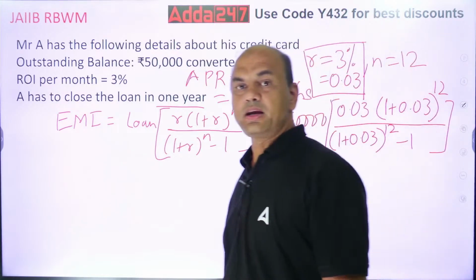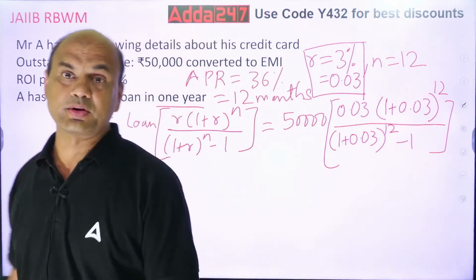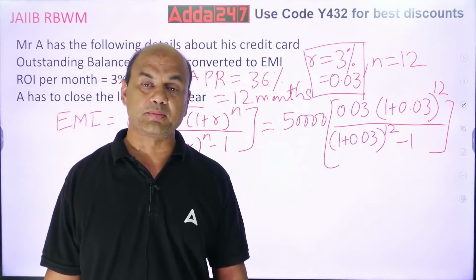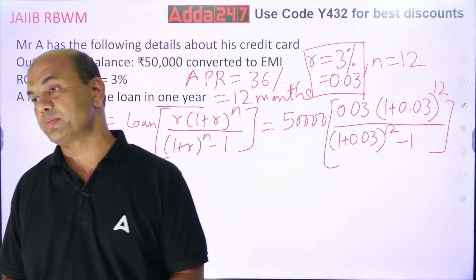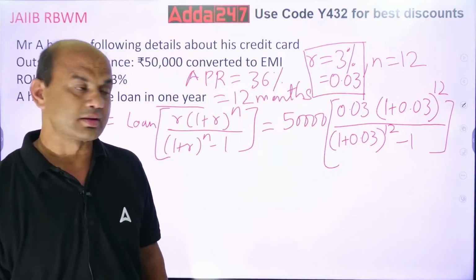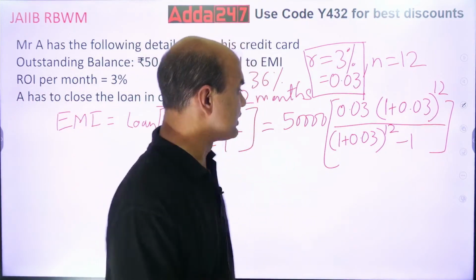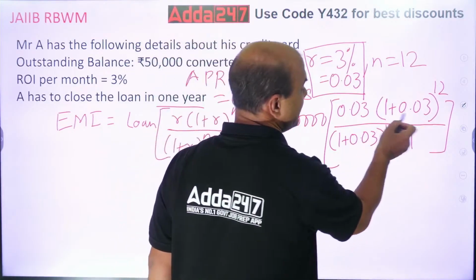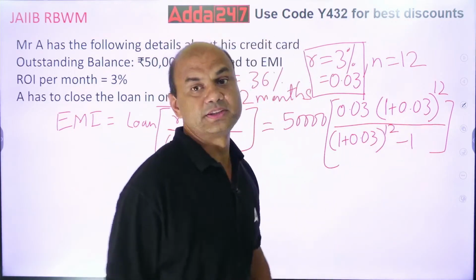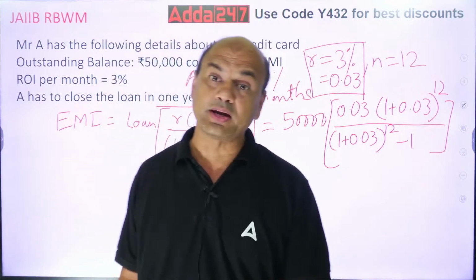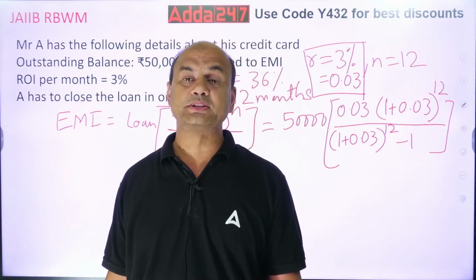Right? Now you'll have to solve this, because you have to find out the EMI. So solve it everyone. So what is the answer now? First what you have to do is, you have to first find out the answer for this part only. 1.03 raised to 12. How will you find this?